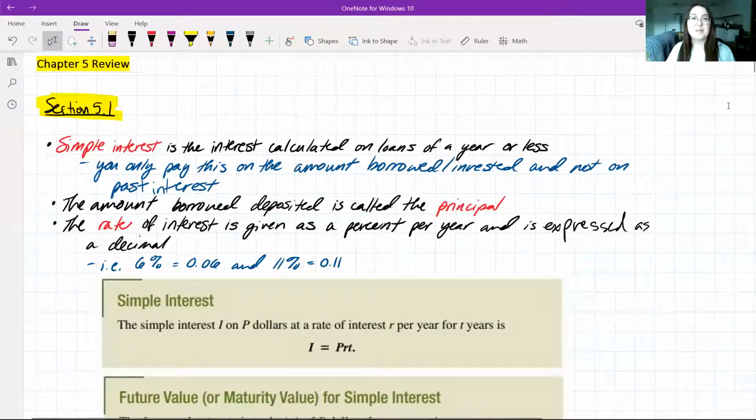All right, hello everyone. We're going to be talking about the Chapter 5 review today. So we'll be going through each one of our sections, so section 5.1, 5.2, 5.3, 5.4.